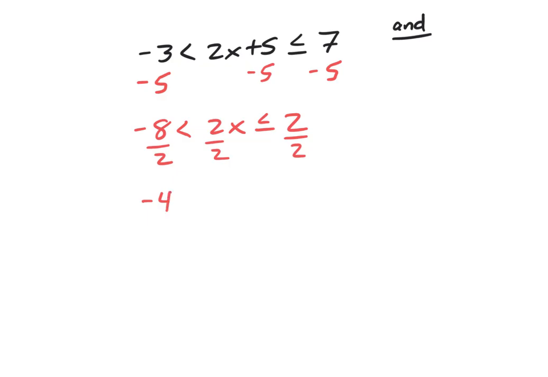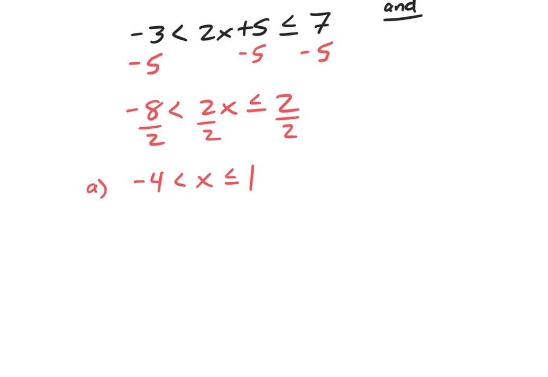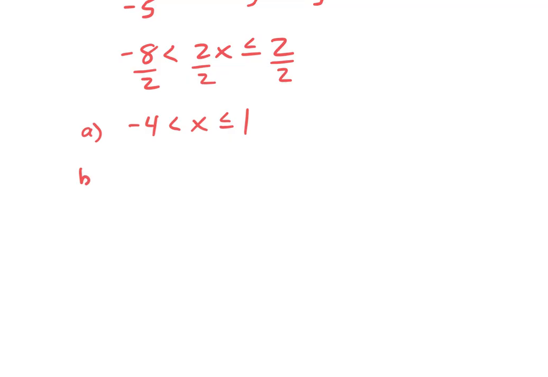So -4 is less than x is less than or equal to 1. Okay, so my answer looks a little bit different than the ones we did earlier because we have two inequalities in it. So this would be like our part A. This would be our inequality expression. And then we're going to do the interval notation and we're going to graph it.